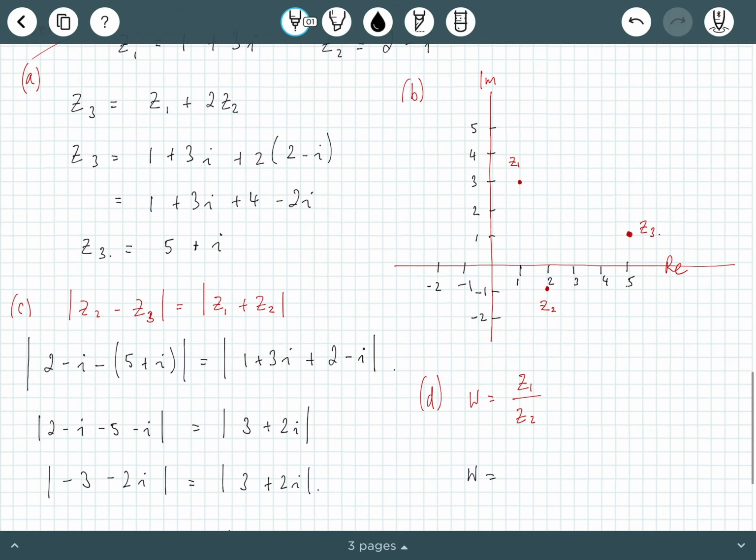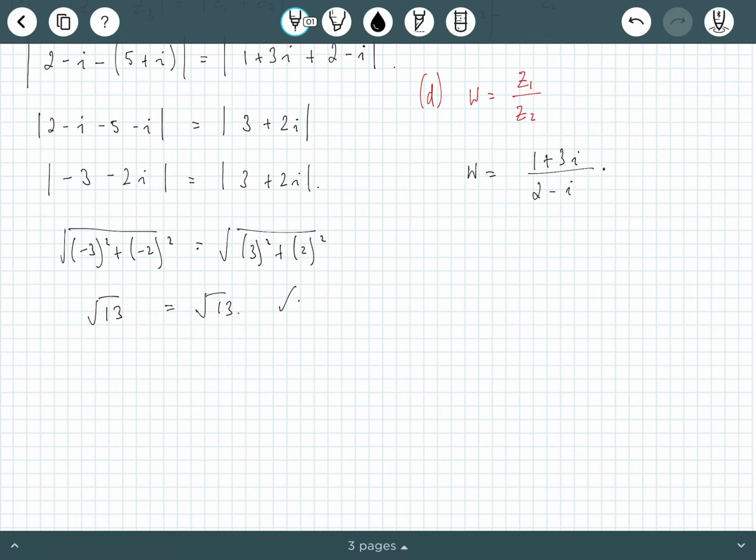Okay, so what was Z1 again? Z1 is 1 plus 3i, and Z2 is 2 minus i. So we must multiply above and below the line by the conjugate of the denominator, which is 2 minus i. So the conjugate of that would be 2 plus i, because we're just changing the sign of the imaginary number. And then we just multiply out the brackets.